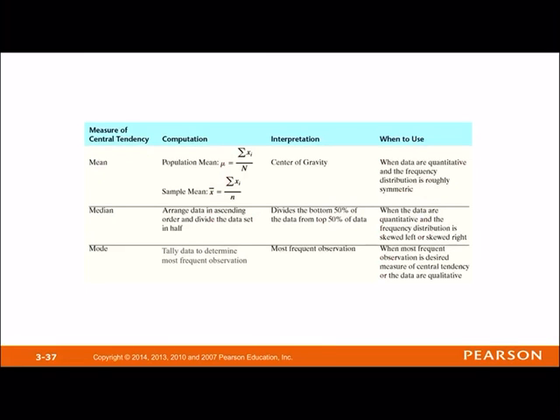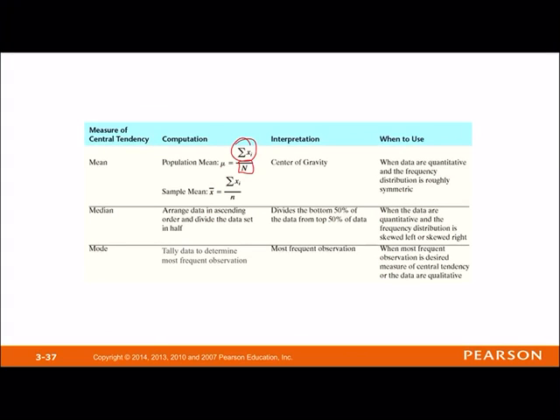Okay, so how do you know about these measures of central tendency and what they mean? Again, the mean is the first one on here. We have a population mean. So that, again, is going to be every single data value in your set. So you're going to take the sum of your data values and divide by the number of values that you have. Or again, you can take a sample.